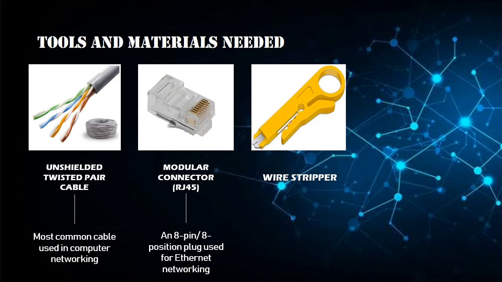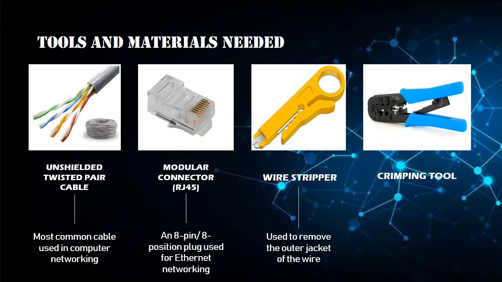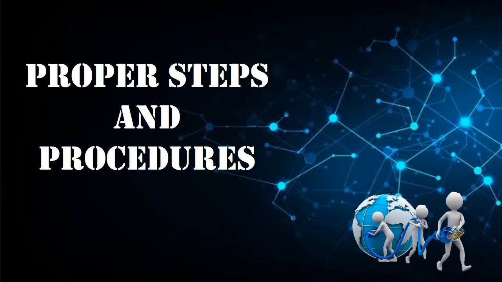Third is the wire stripper, which is used to remove the outer jacket of the wire. And the last tool needed is the crimping tool, which is used to crimp the RJ45 connector onto the UTP cable. So now let's proceed to the steps and procedures.